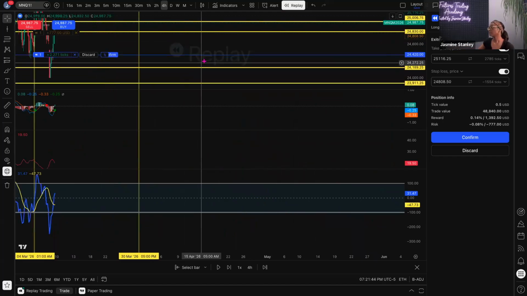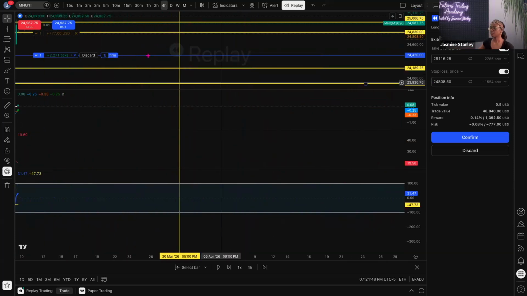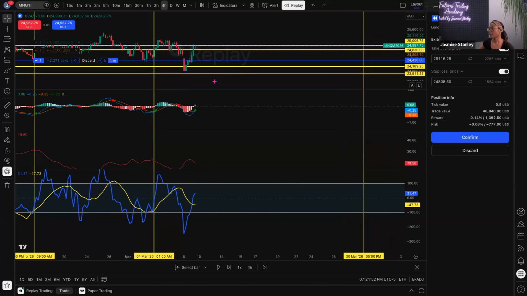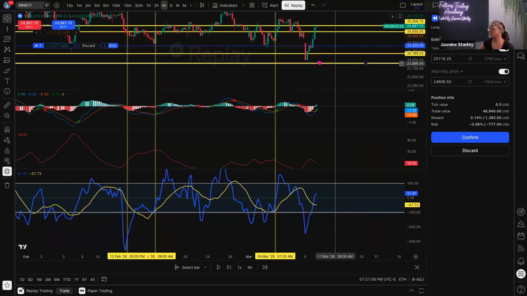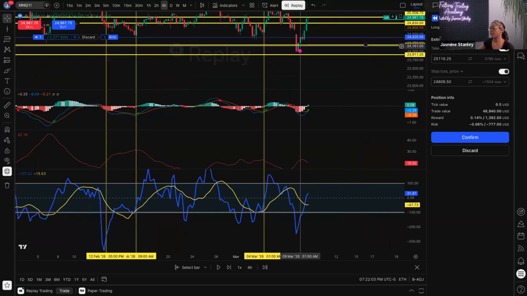Where is it at? Okay, right here. So yeah, that's where your stop would have needed to be. If you would have got in down here, your stop needs to be underneath this level. If you would have got in right here, yep, perfect. But you shouldn't have been in right here because your CCI wasn't even ready yet.